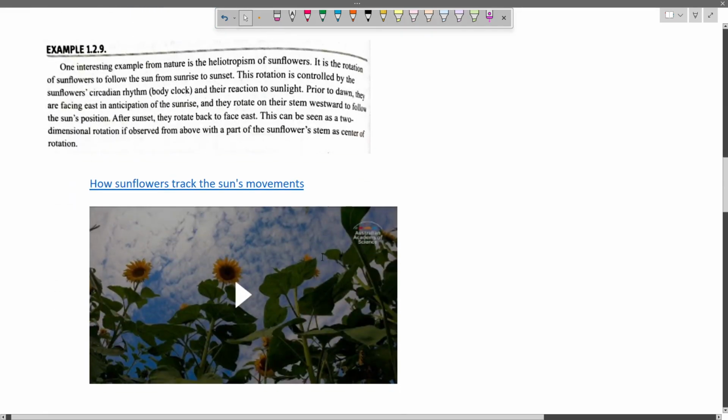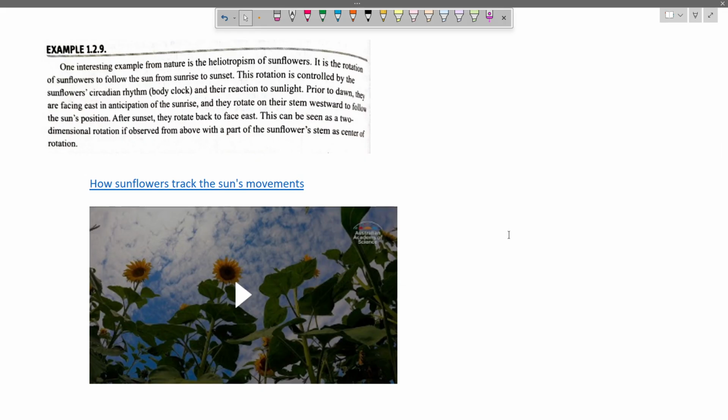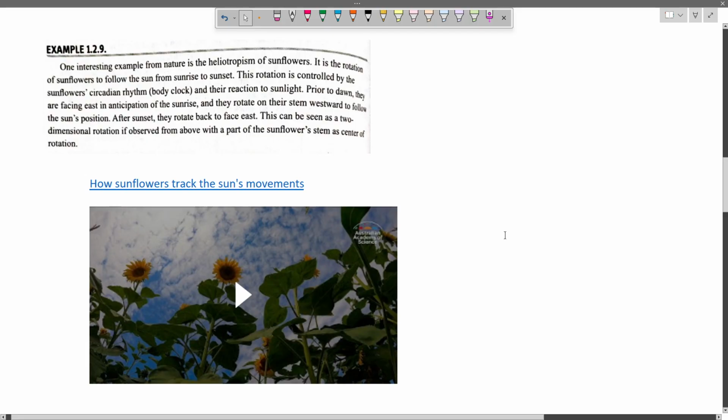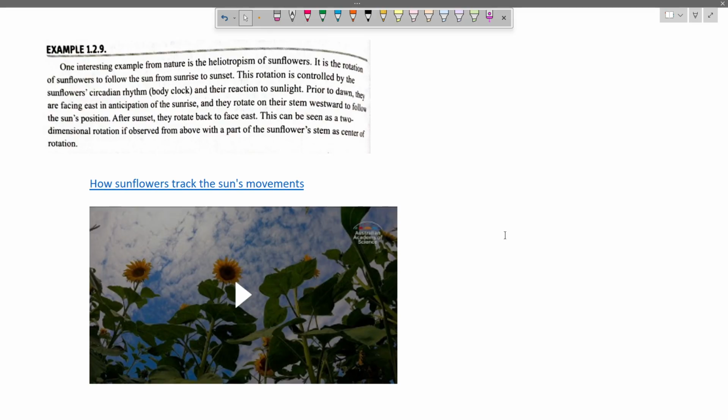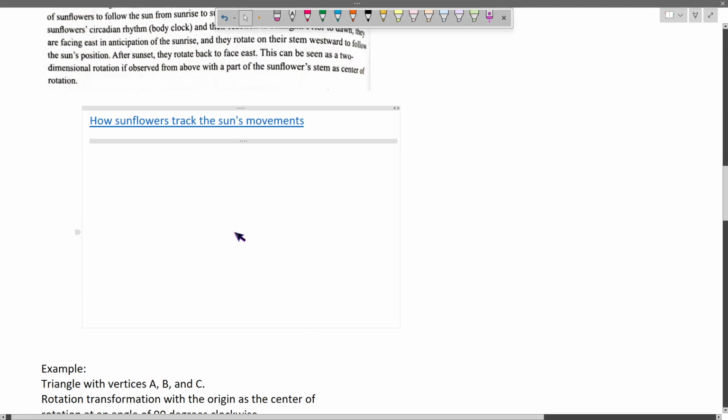Next, another interesting example from nature is the heliotropism of sunflowers. It is the rotation of sunflowers to follow the sun from sunrise to sunset. The rotation is controlled by the sunflowers' circadian rhythm and their reaction to sunlight. So this is what it looks like.